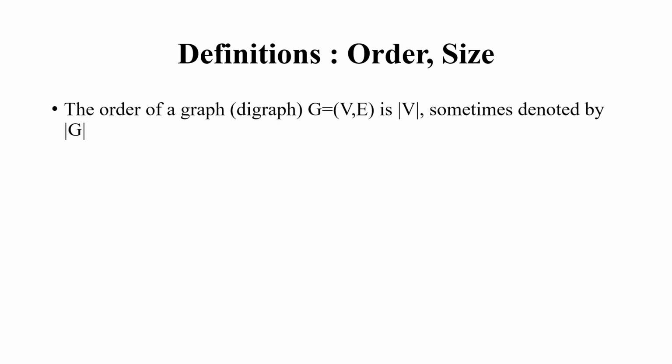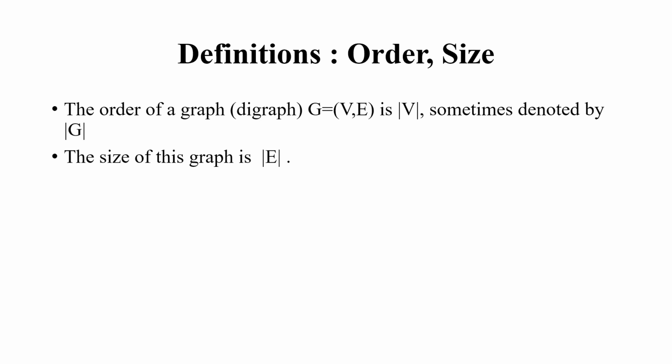The order of a graph or a digraph is defined as the size of the set capital V, that is the number of vertices in the graph. It is also sometimes denoted as mod G. And the size of this graph is mod E, that is the number of edges in the graph.